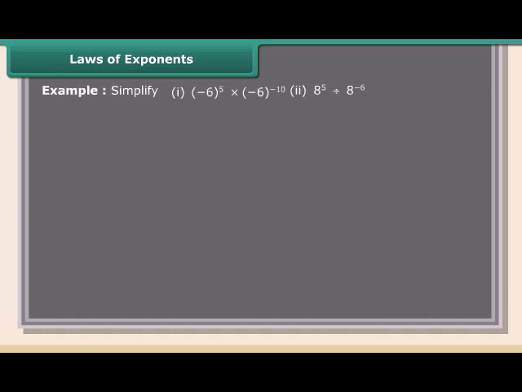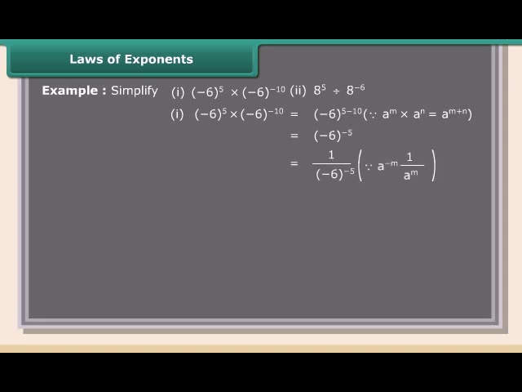Example, simplify (-6)^5 into (-6)^(-10), and 8^5 divided by 8^(-6). (-6)^5 into (-6)^(-10) is equal to (-6)^(5-10), since a^m into a^n is equal to a^(m+n), which is equal to (-6)^(-5), which is equal to 1 upon (-6)^5, since a^(-m) is equal to 1 upon a^m. So (-6)^5 into (-6)^(-10) is equal to 1 upon (-6)^5.